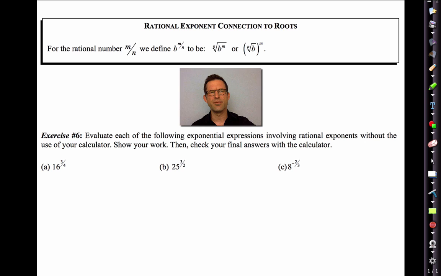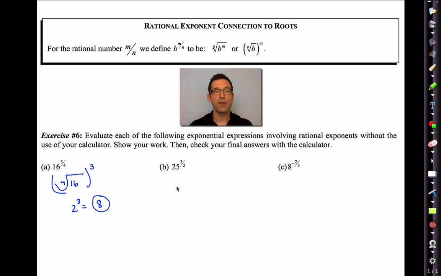All right, let's do it. 16 to the 3/4. Again, when it's numerical, there's no variables involved, the first thing that I'm always going to do is do the root. So I've got 16 to the 1/4, then I'm cubing it. So that's the 4th root of 16, which is 2, and then I need to cube it, so that's 8. 16 to the 3/4 is 8.